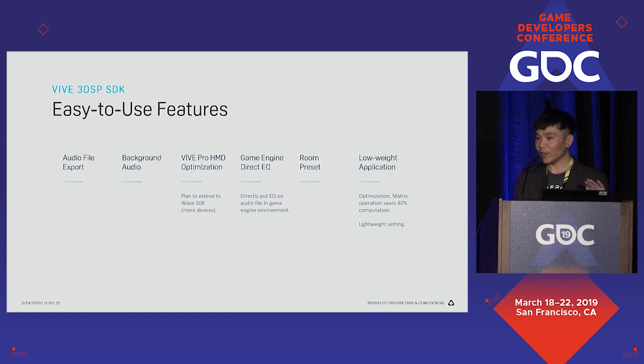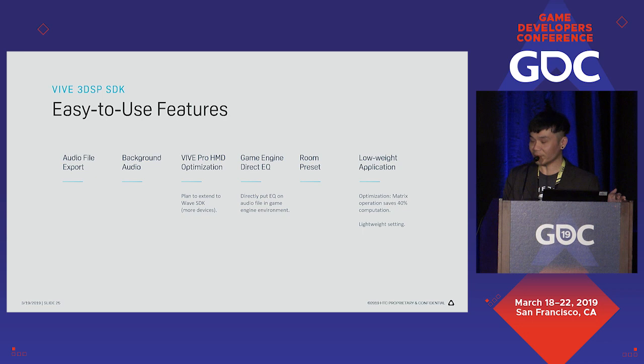In the future, we might plan to have the integration with VIVE SDK. That means we might have more chance to contact more devices. If we can get the information about those devices, we can also provide optimizations for them. Next, the item, lightweight setting. Actually, we spent some hours on optimization for computing. We even use the matrix operation skill to save about 40% computing consumption. We also have a lightweight setting for audio project. That means after lightweight setting, the audio file sound feeling is very similar to the original one, but the computing resource cost is very little.